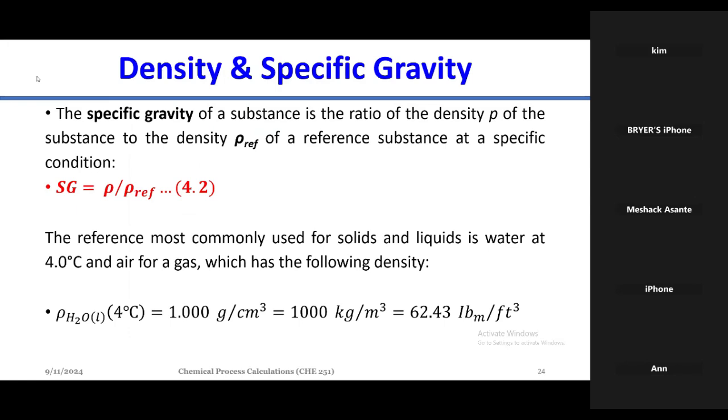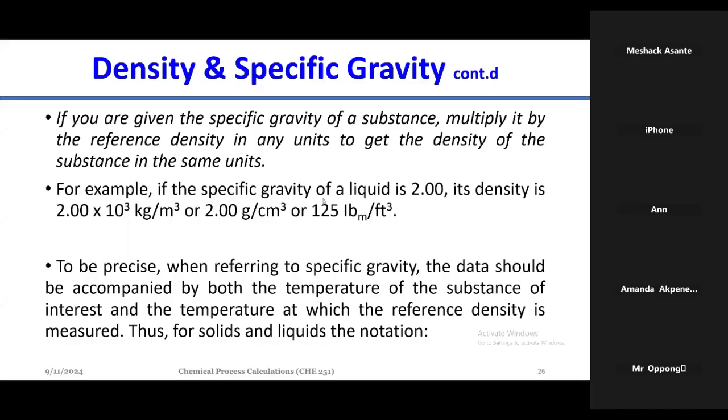For gases, we use a different reference, but if we are trying to find a specific gravity, this is the formula we use: density of the substance divided by the density of the reference material. But water for liquid. So density of the substance over density of water. Now, the unit should be the same. The density of water you are going to use is 1000 kilogram per meter cube. So if you are given the specific gravity of a substance, you just have to multiply by the reference density in any unit to get the density of the substance in the same unit.